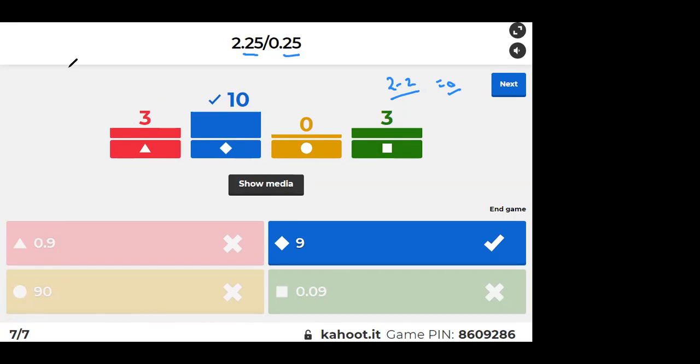Or you can just write it like this: 2.25 is 225 by 100, and 0.25 is 25 by 100. So it is 225 by 100. If you remember that division means the reciprocal of multiplication, the 100 will get cancelled. 25 will divide this 9 times. The answer is 9. Clear? Okay, clear everyone? Yes or no? Anyone have any doubt? Raise your hand.